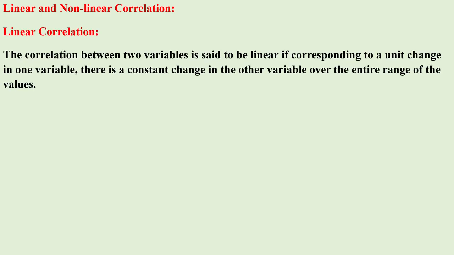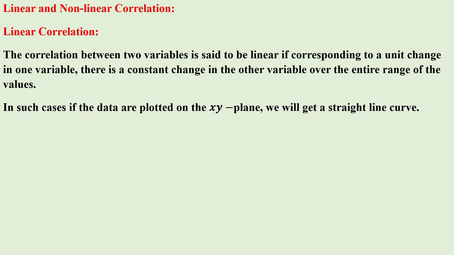Linear and non-linear correlation. Linear correlation: the correlation between two variables is said to be linear if, corresponding to a unit change in one variable, there is a constant change in the other variable over the entire range of values. In such cases, if data are plotted on the xy plane, we get a straight line.